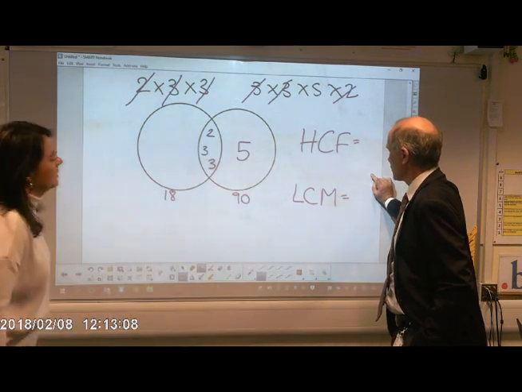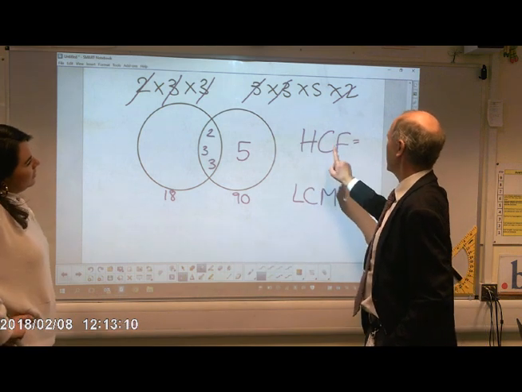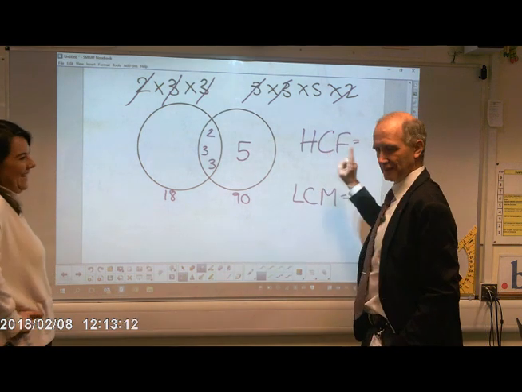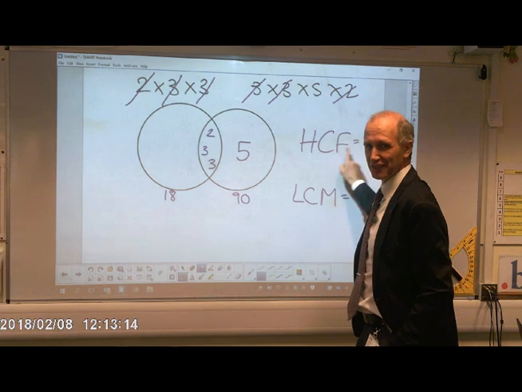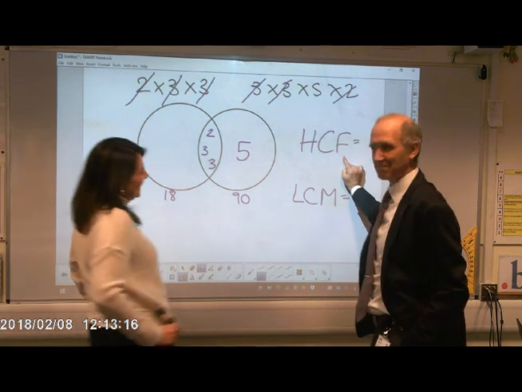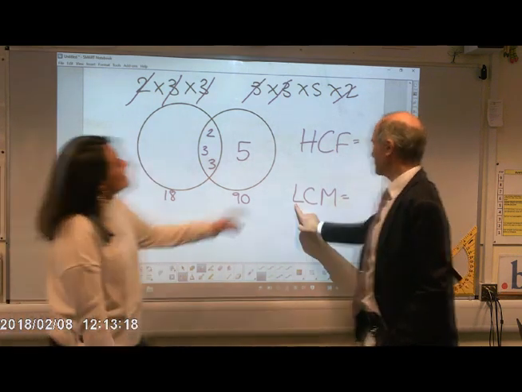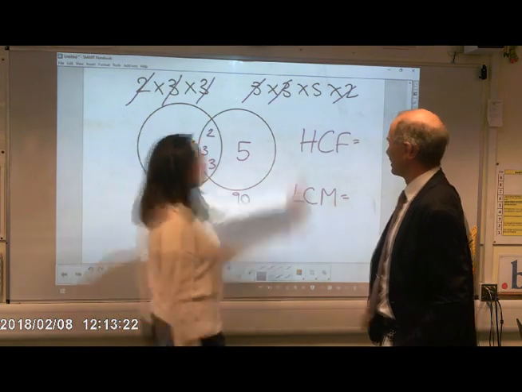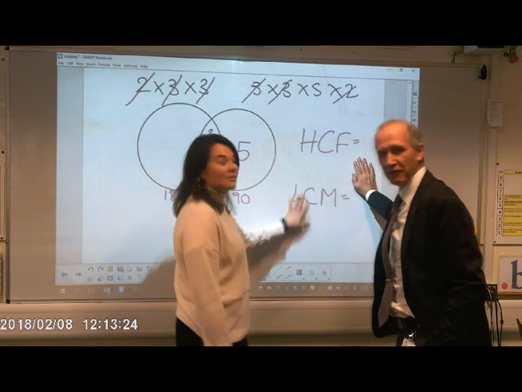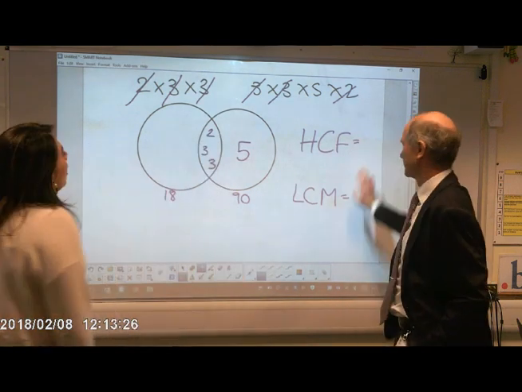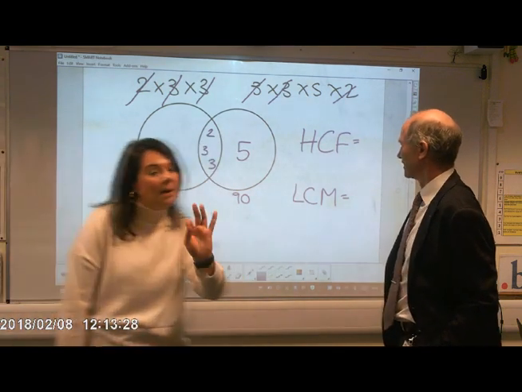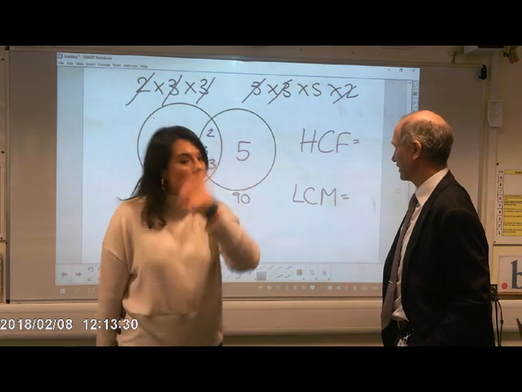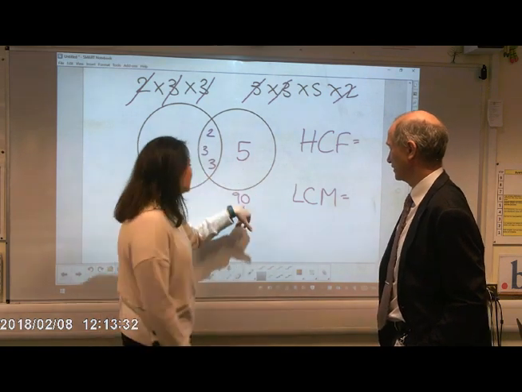What are they? Highest common factor and lowest common multiple. Highest common factor is the highest number that will divide into both of my numbers, so both 18 and 90.